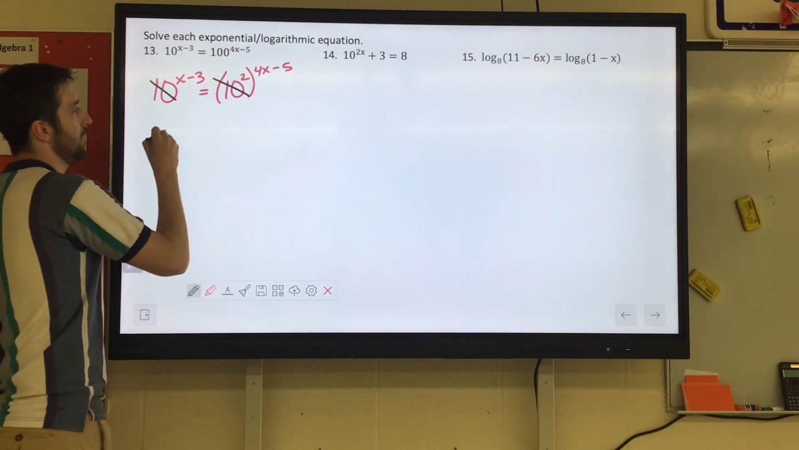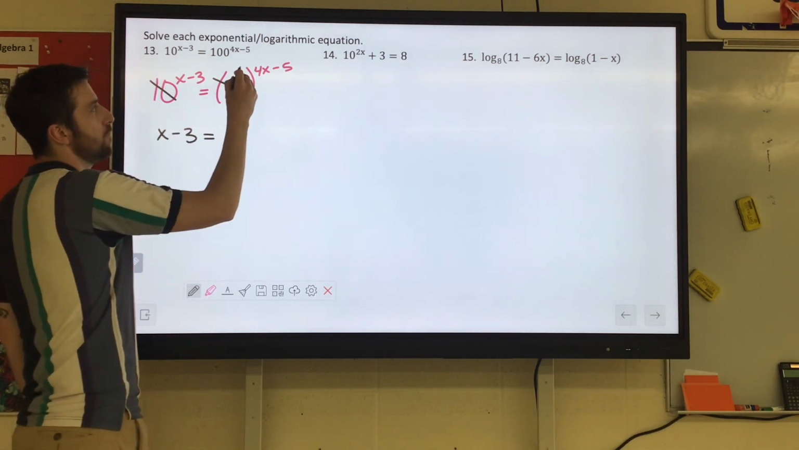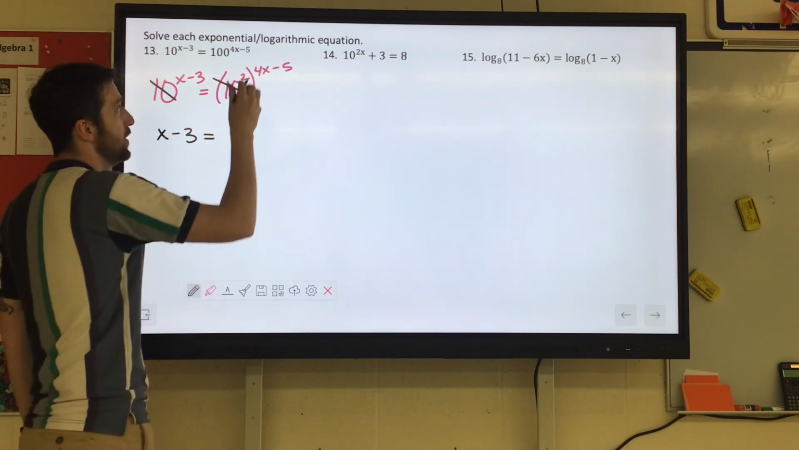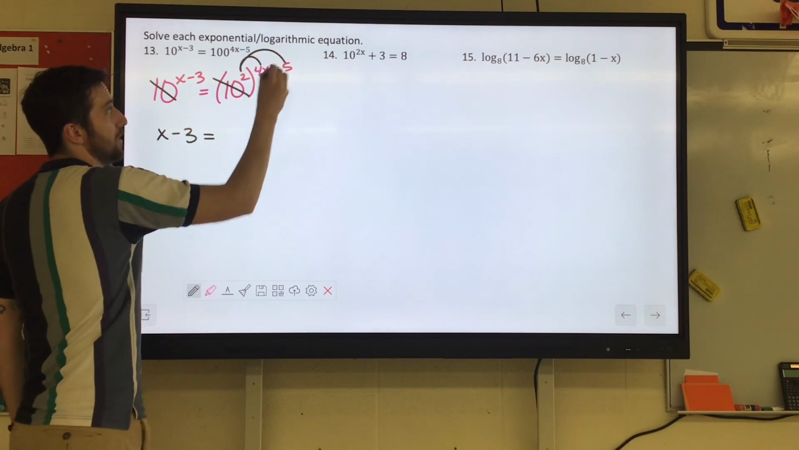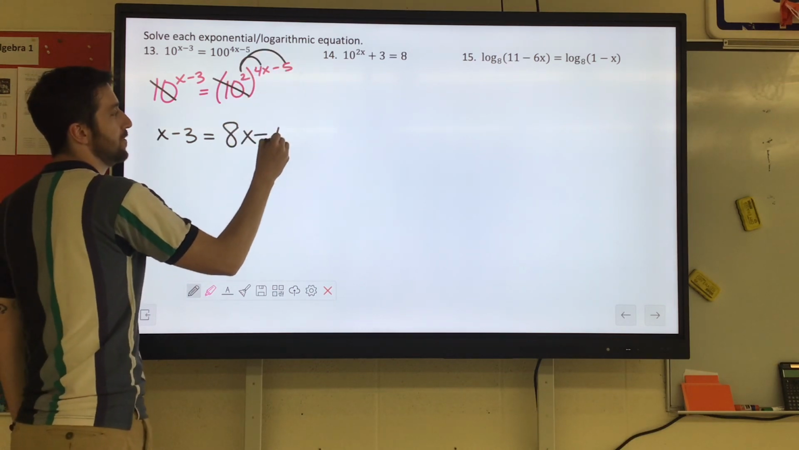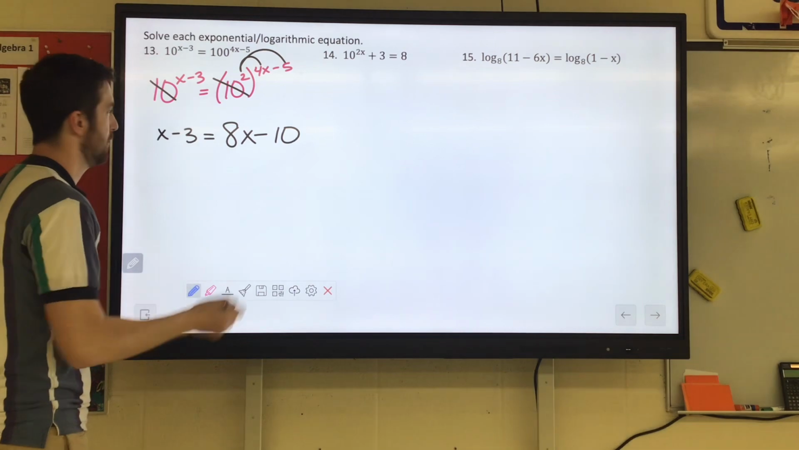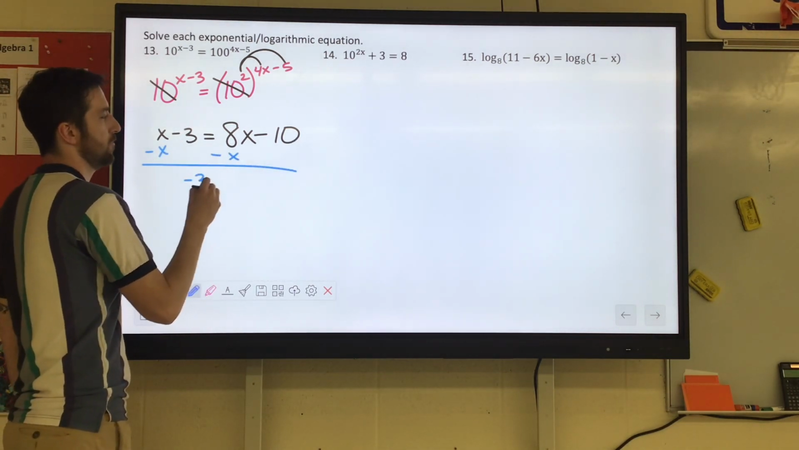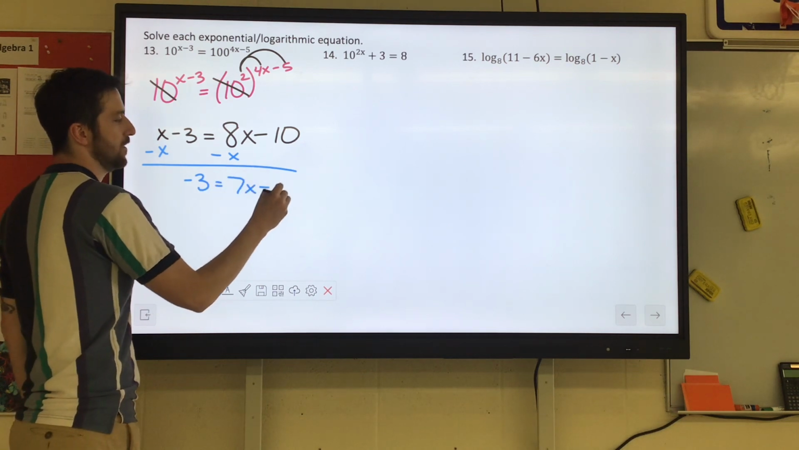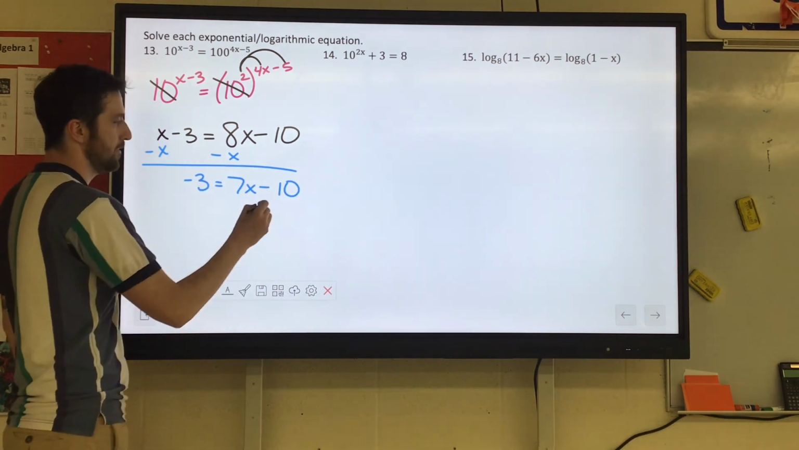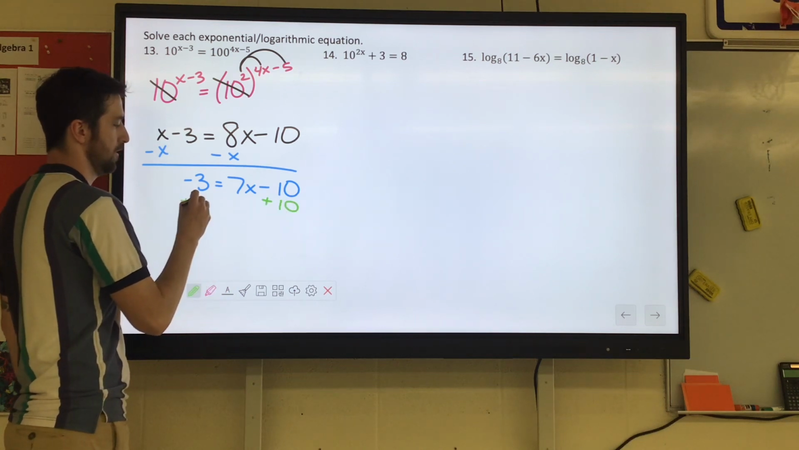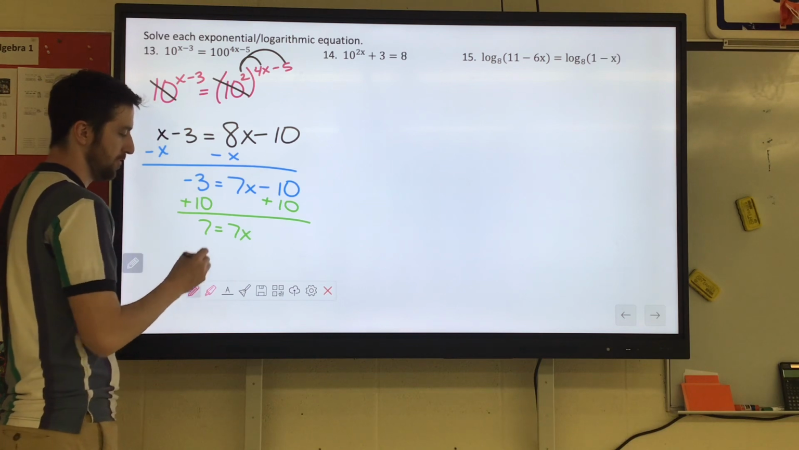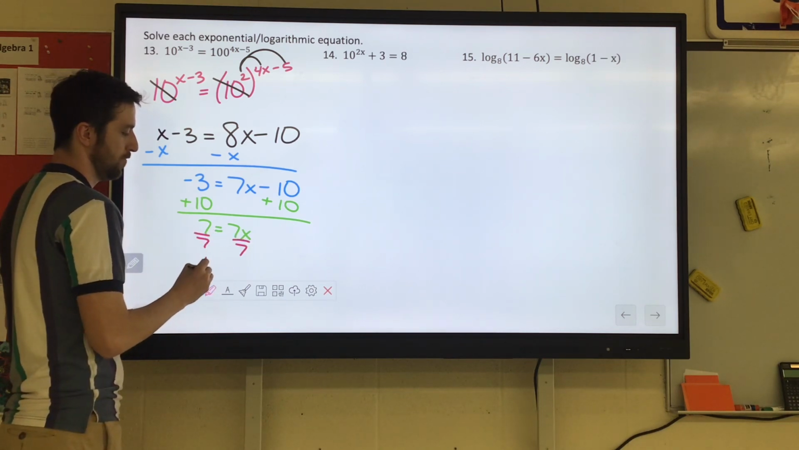So over here I have x minus 3. Over here though, remember when you go power to power, again this is old algebra properties, you multiply the exponents. So that would be 8x minus 10. And now we're solving a regular equation. We can subtract an x from both sides. -3 equals 7x minus 10. Okay. Add the 10 to both sides. 7 equals 7x, and then you would just divide by 7, and you get 1 for x.